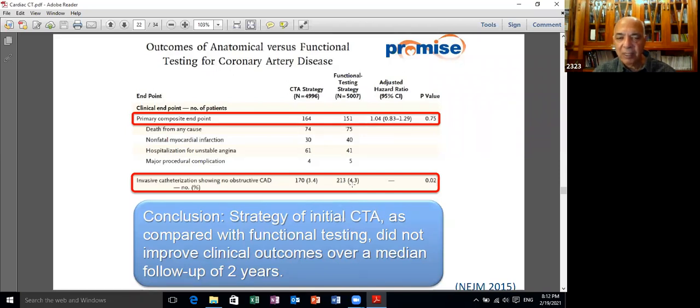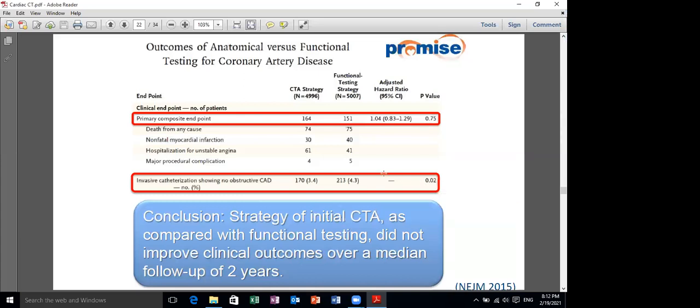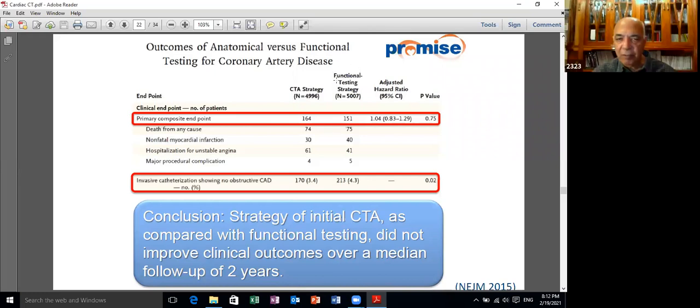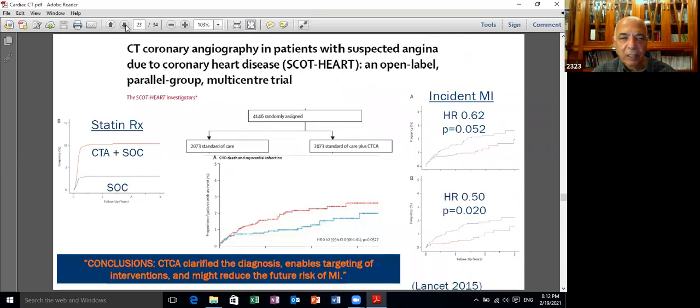Under these circumstances, as you see, there is a statistically significant difference between functional tests, which can discover the ischemic outcome of non-obstructive plaques, and the failure of CT scanning to find the functional significance of non-obstructive plaques. As a result of that, the SCOT-HEART trial, a British study, was carried out to find out whether functional tests are better than anatomical tests or not.